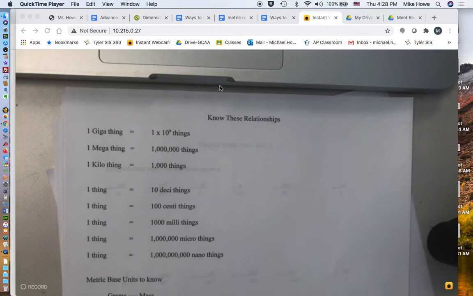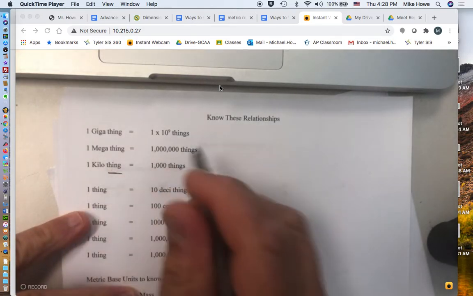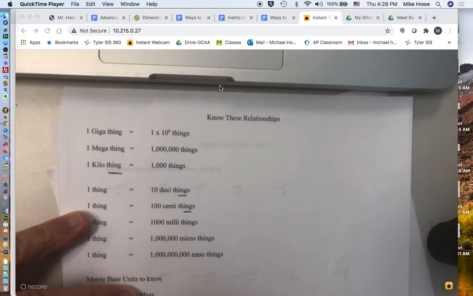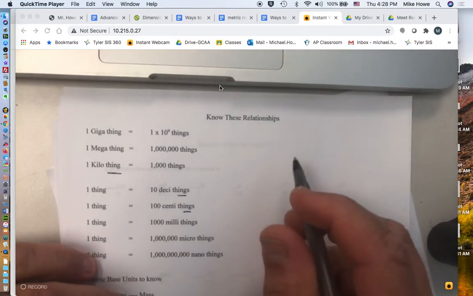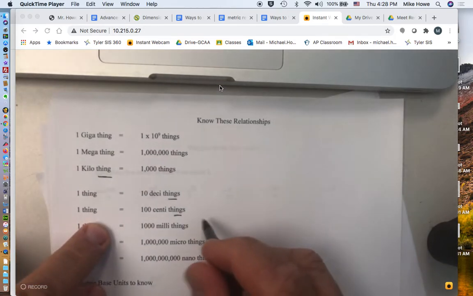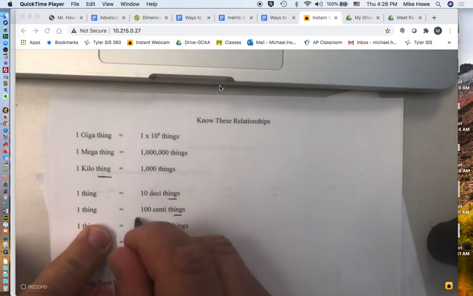This is found on the website homework page, howchem.net, homework page for advanced chemistry. Click there and you'll find metric relationships. These relationships you need to know. The word thing here, when I use things, that's a generic term for whatever unit you happen to be talking about. So I'm just going to show you how it applies with the prefix centi.